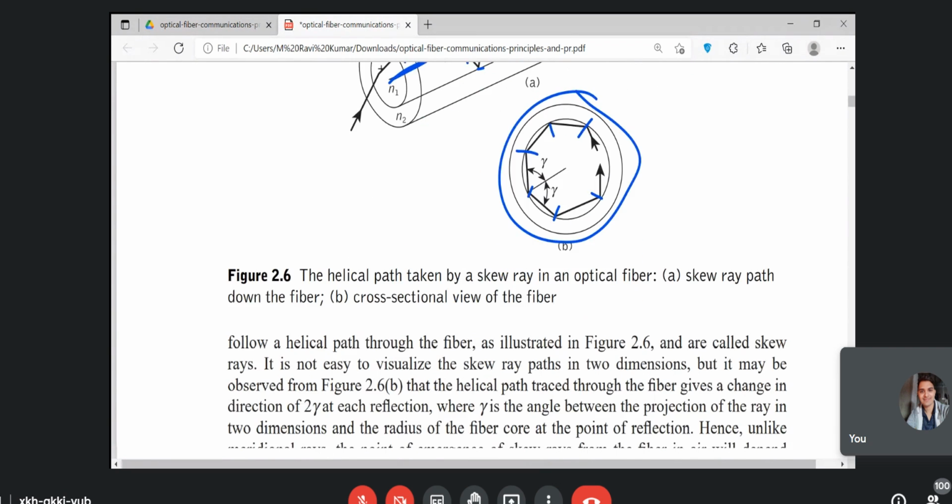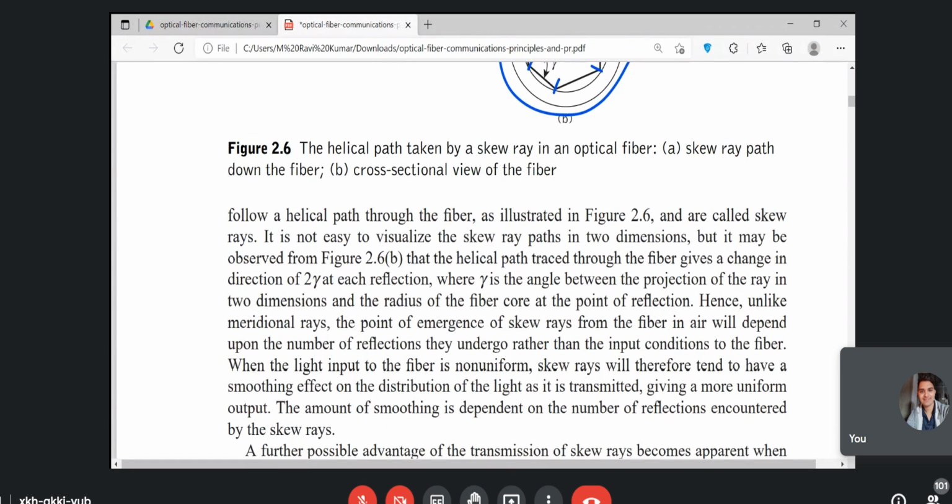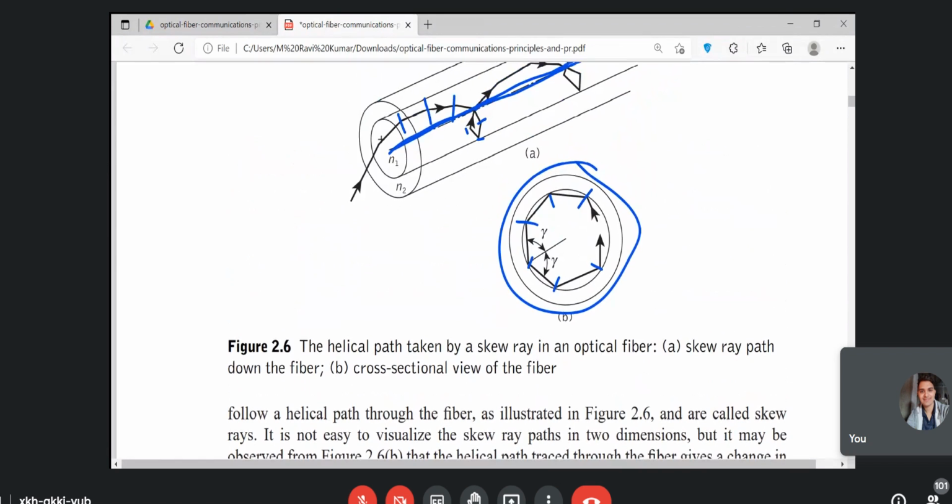Fine. So if you want, yes. How to ensure that every time the incidence angle of the ray is greater than the critical angle at the core to cladding interface?